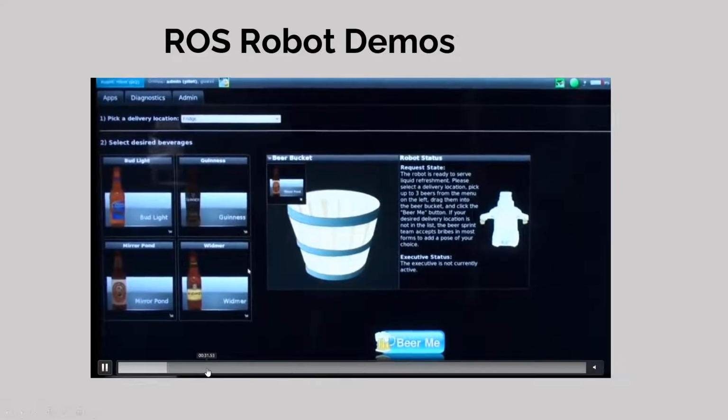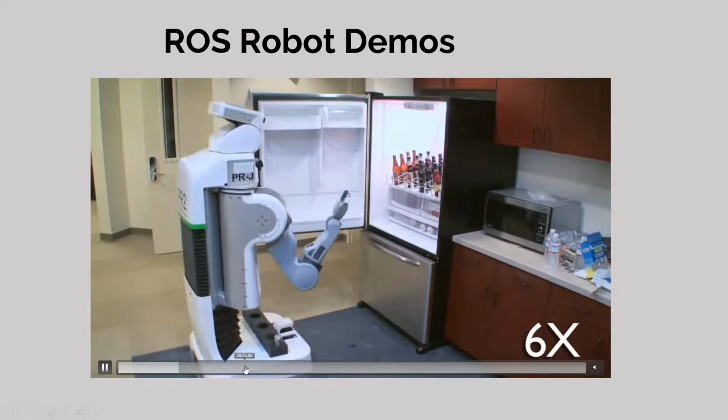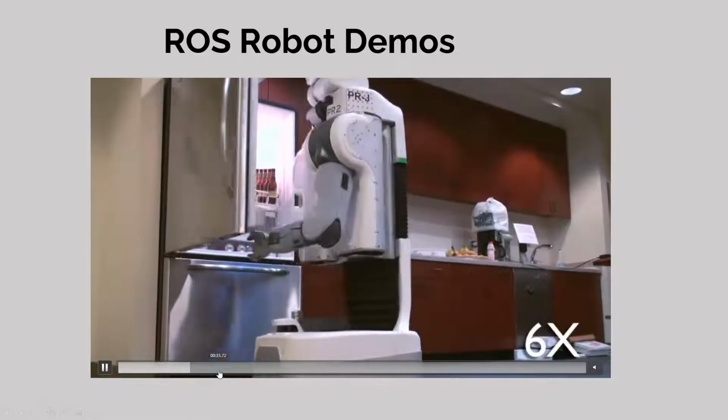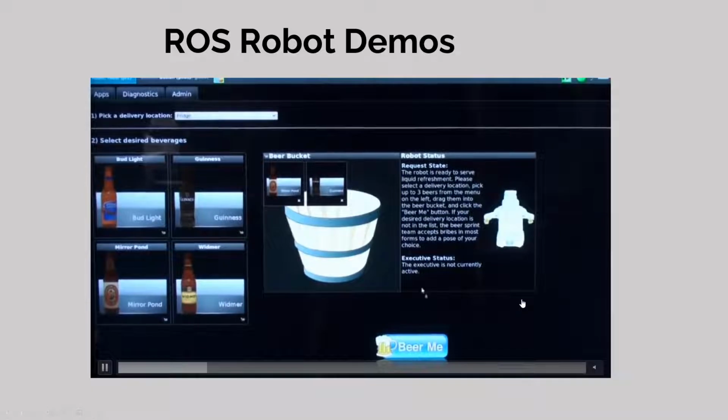The basic intention is fetching beer from the fridge. Okay, so you can simply watch it, and it's actually playing at 6x, so you can see how slow it is, but it is doing the job.